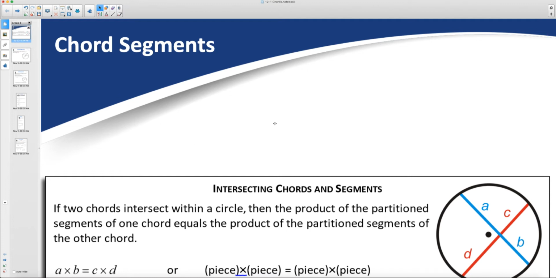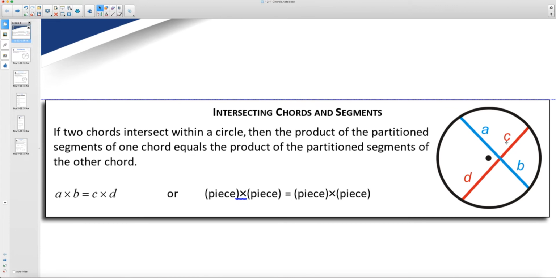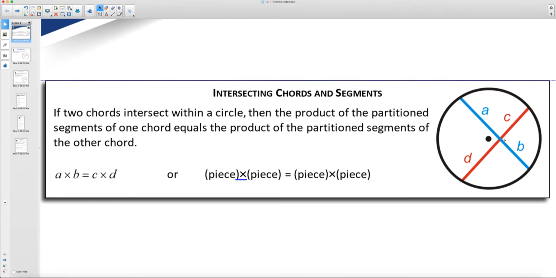Today we're going to look at specifically chords. If you have two intersecting chords and you want to find the length of the chords, there's kind of a rule, and I'll get into why this works. It's going to be A times B equals C times D. In other words, when two chords intersect, the product of the partition segments of one chord equals the product of the partition segments of the other chord. I like to think about it as the piece of one chord times the piece of the other. So A times B equals the piece times the piece. So A times B equals C times D.